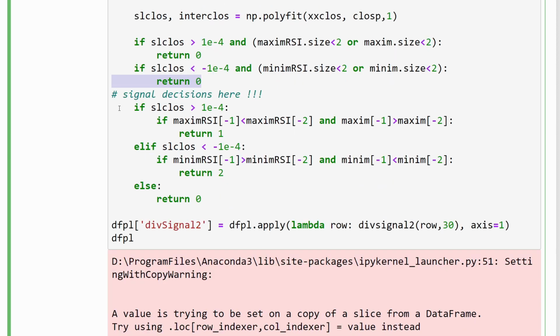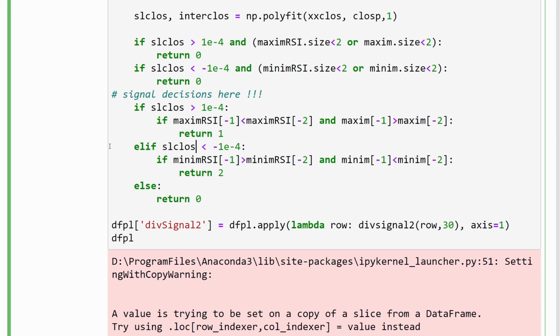Now, if we do have enough points, we are going to check, first of all, the nature of the trend. So if we have an uptrend, we are going to test if the last element of the maximas of the RSI is less than the previous element of the maxima of the RSI. So these are the last 2 points of the RSI maximas, and we're going to check if they are showing a decreasing level. And at the same time, we are going to test if the highs of the price itself are showing increasing highs. If that's the case, we have a divergence and we are going to return 1.